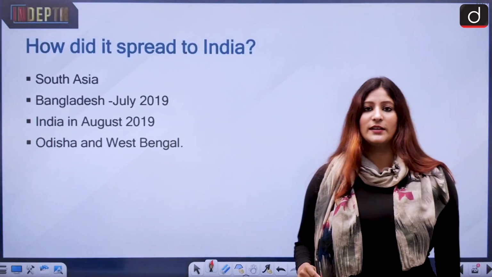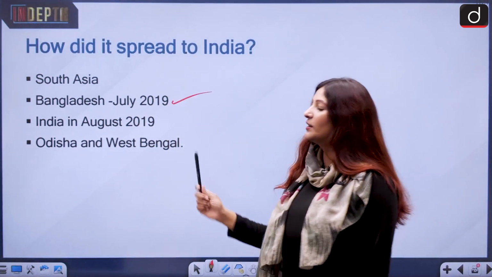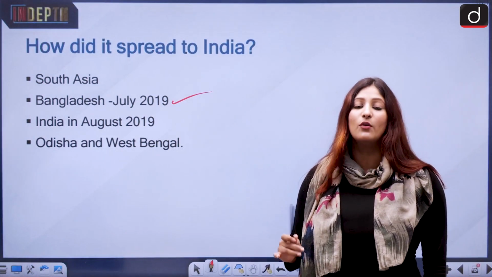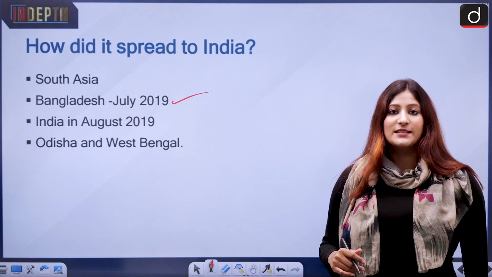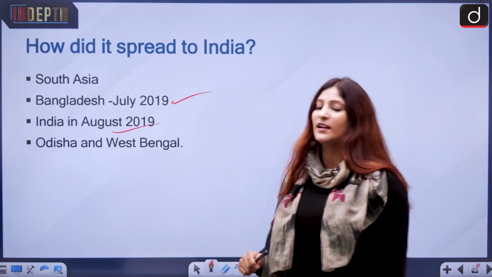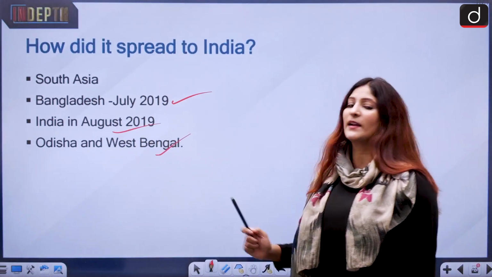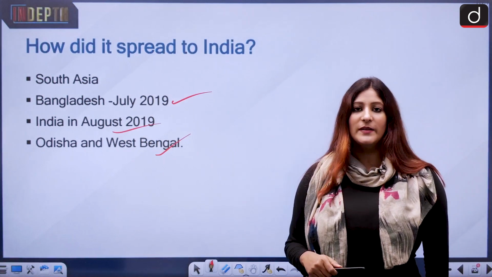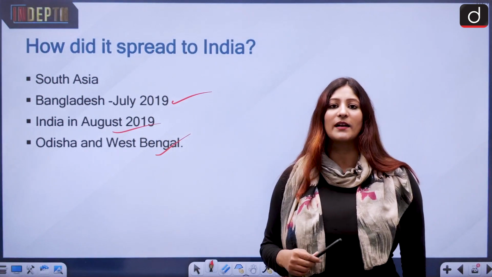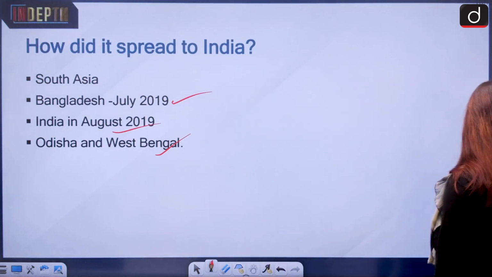How did it spread to India? The origin can be traced from Bangladesh. According to FAO, Bangladesh was the first country in South Asia to see the spread. Then India saw the spread in August 2019, specifically in the states of Odisha and West Bengal, in the beginning. Because of the porous border plus cattle smuggling, we could see that this disease got its foothold in India.